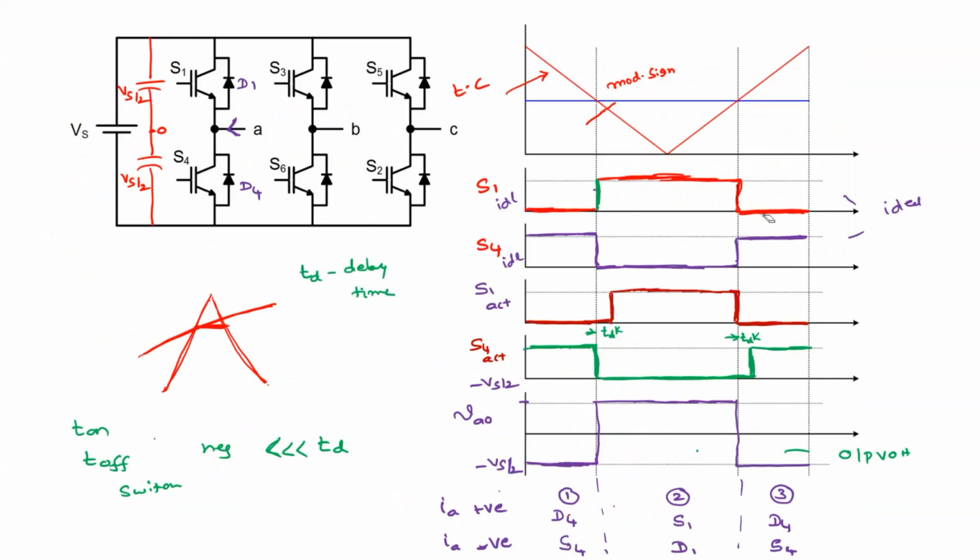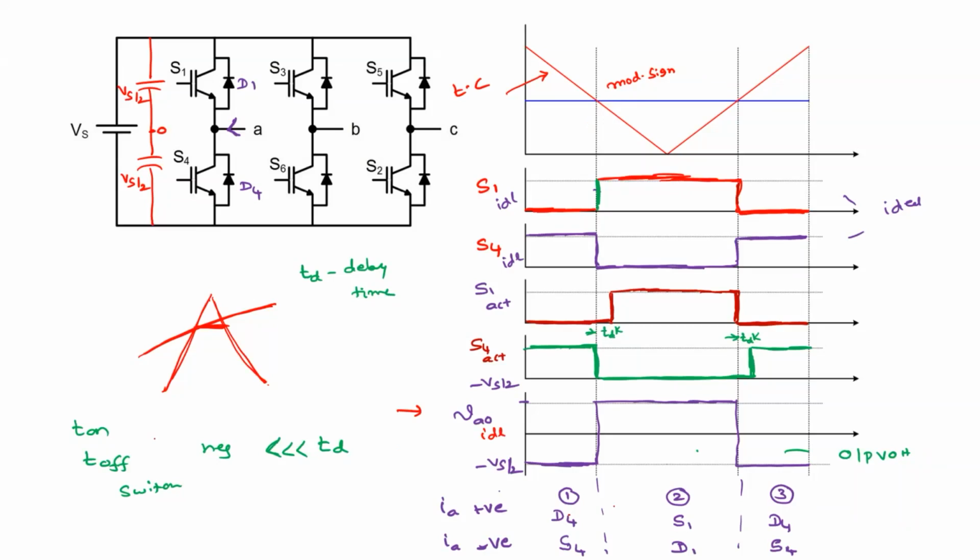In case of software approaches, if you are using software to generate the firing pulses, then there is no need to worry. In that case you can use delay blocks, which will provide the required time delay. So, coming to our actual discussion, this is the ideal voltage.